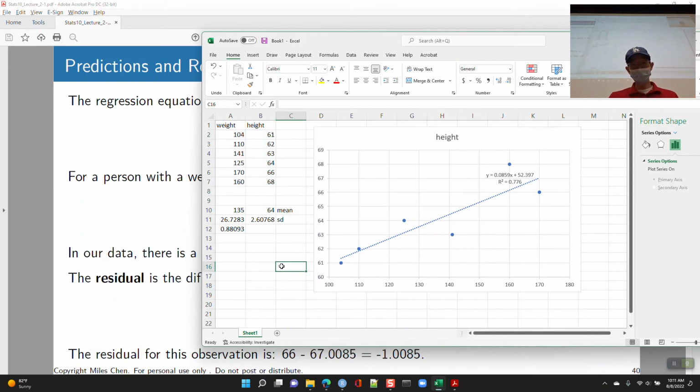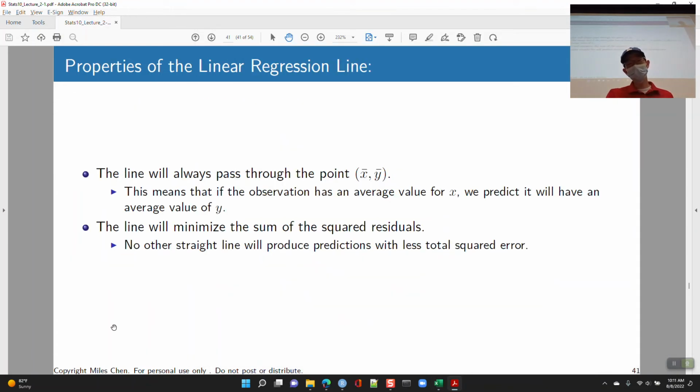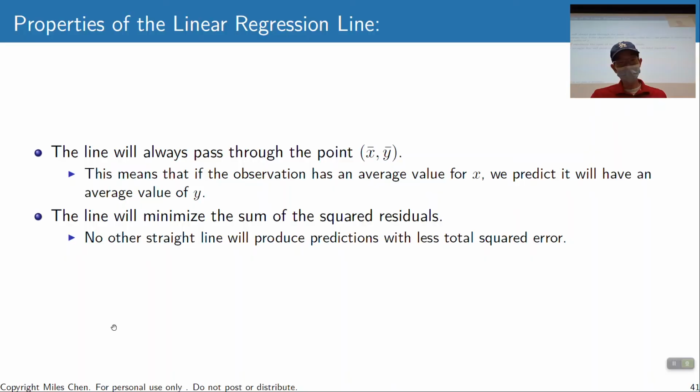And the idea is, you've got a whole bunch of these points, and we want the smallest overall amount of residuals. And technically, it's the smallest amount of squared residuals. So the line that we pick will minimize the sum of the squares of the residuals. And I've got maybe a little illustration to show you what's going on there. No other straight line will produce predictions with less total squared error.